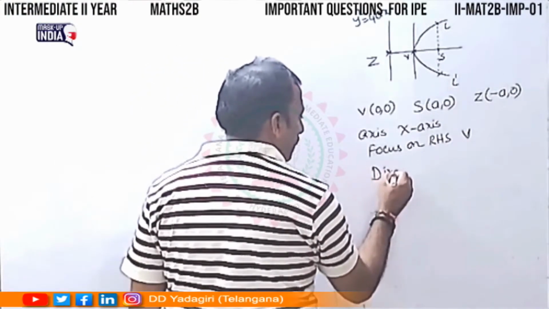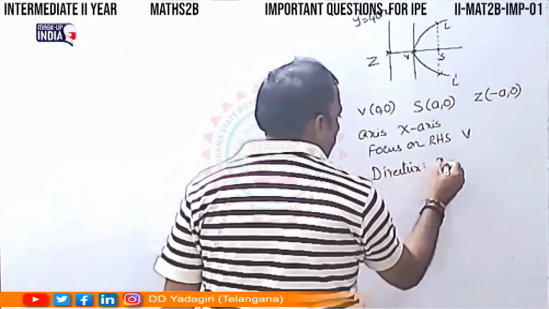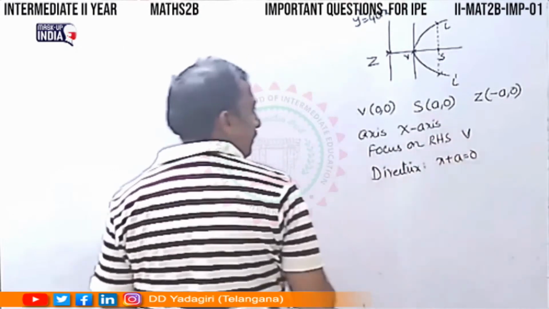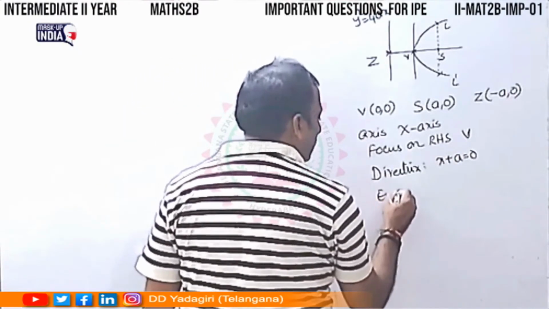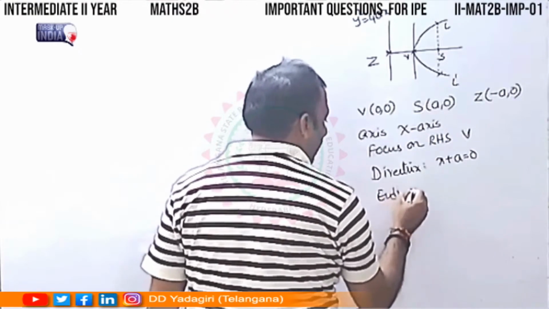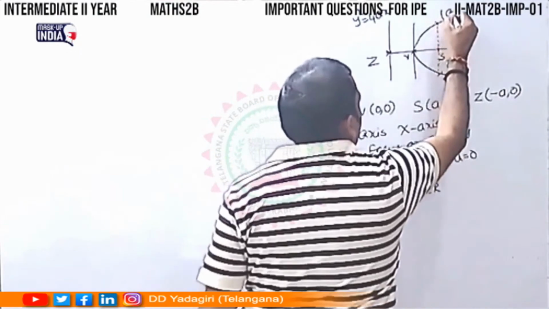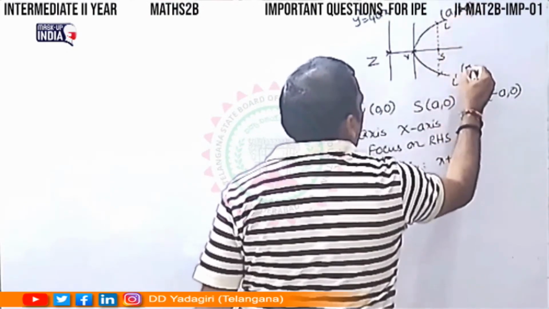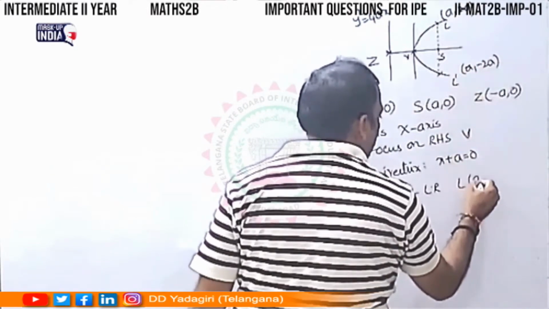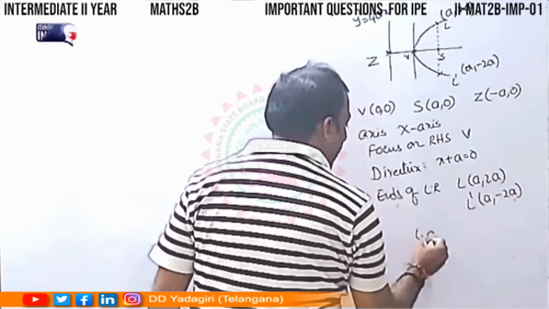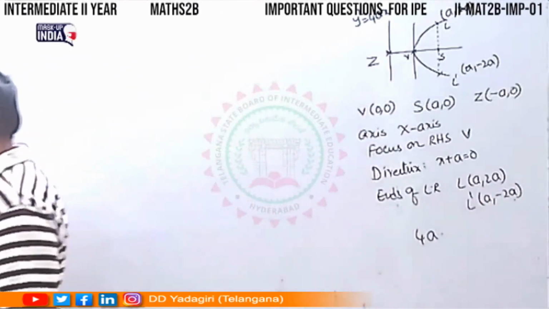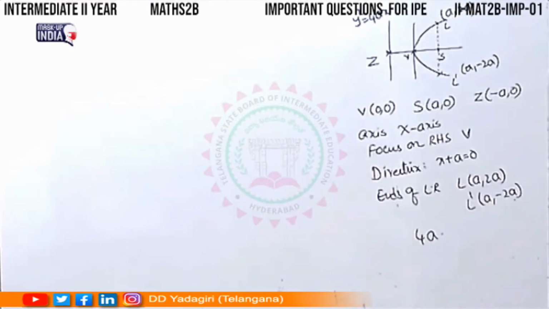Directrix: x plus a is equal to 0. Ends of the latus rectum: L is (a, 2a) and L dash is (a, minus 2a). Length of the latus rectum is 4a.